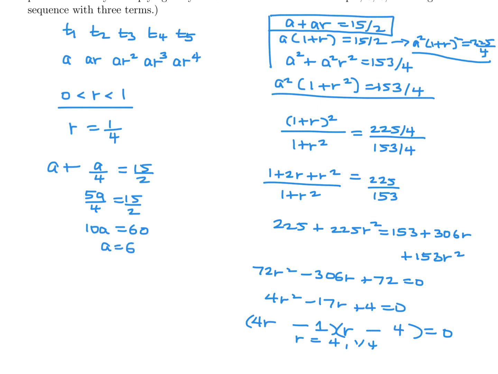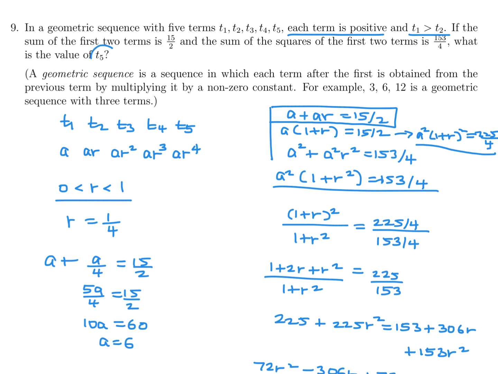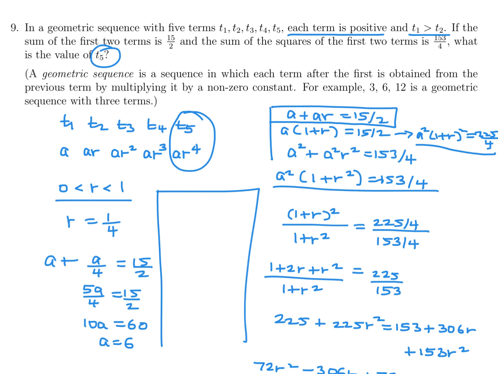And then finally, they want us to figure out T5. Okay, so T5 is right here. It's a r to the 4th. So a r to the 4th. We have a equal to 6, r is a quarter. And when you do this math, this turns out to be 6 over 256, or in lowest terms, 3 over 128.